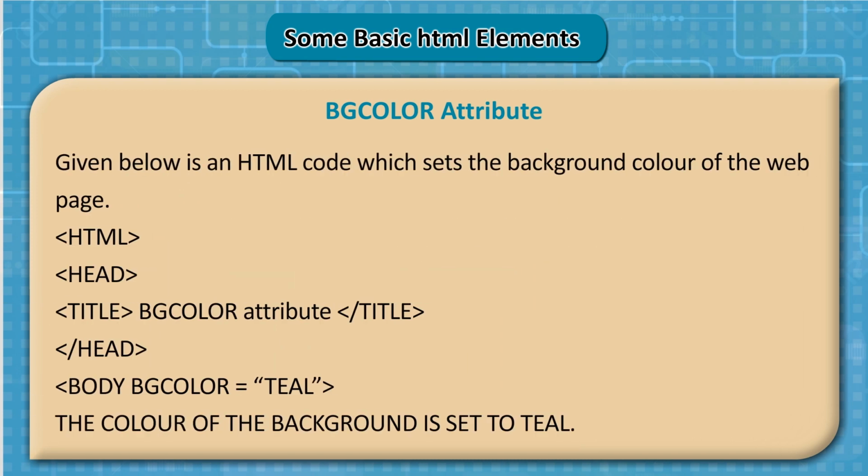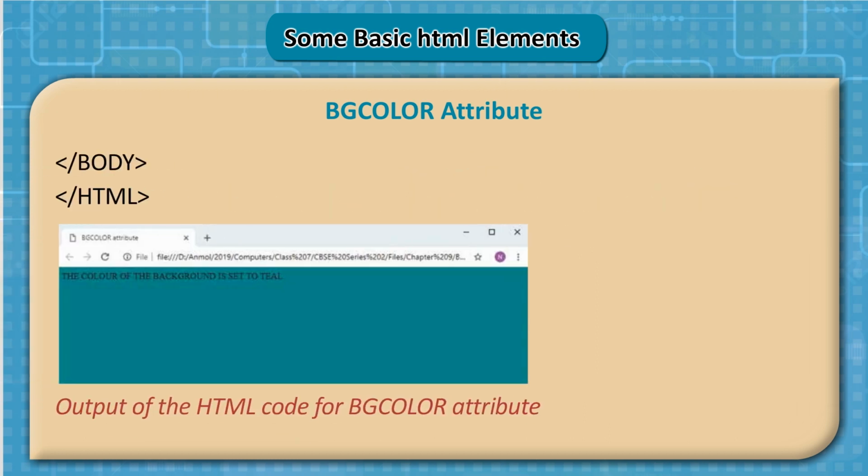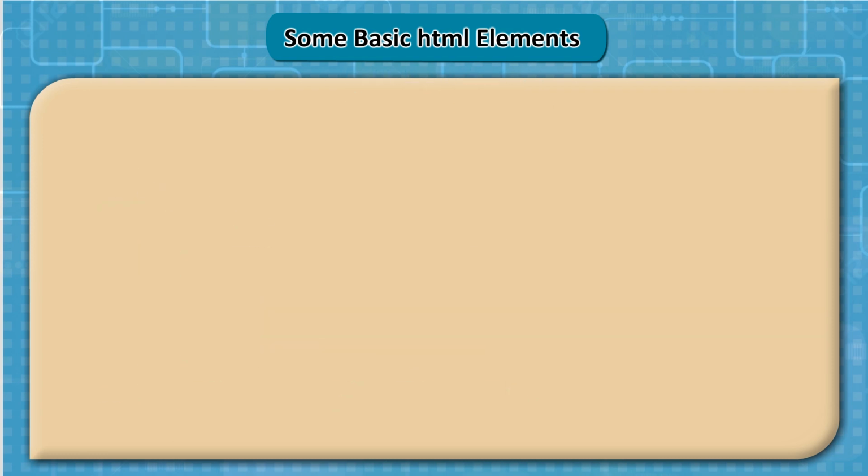#DA70D6. Given below is an HTML code which sets the background color of the web page. HTML. Head. Title color attribute /title. /head. Body bgcolor teal. The color of the background is set to teal. /body. /HTML. Output of the HTML code for color attribute.